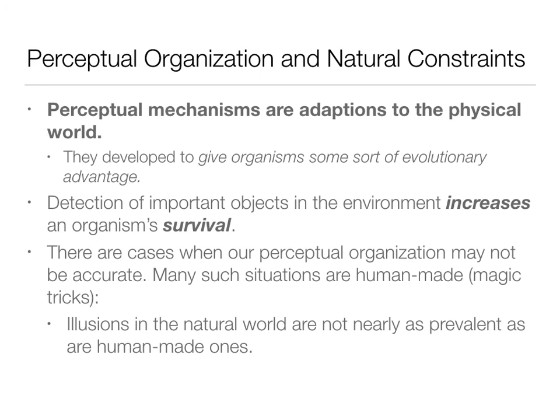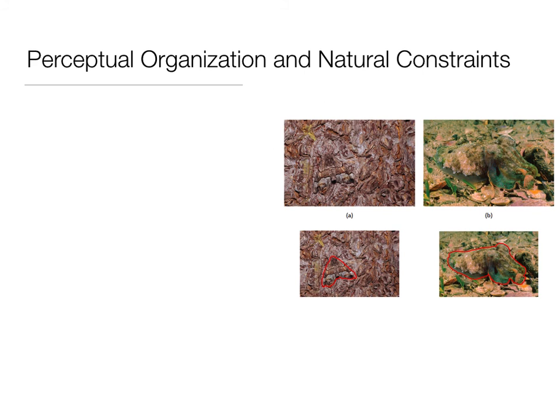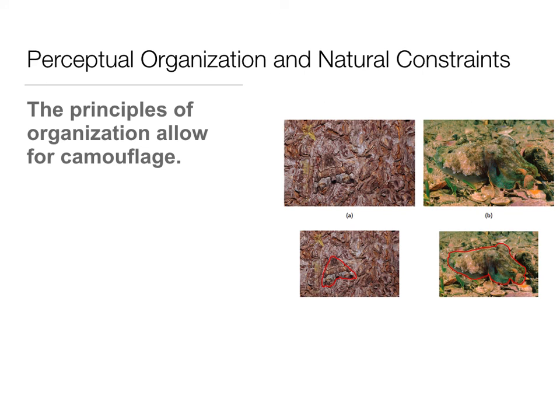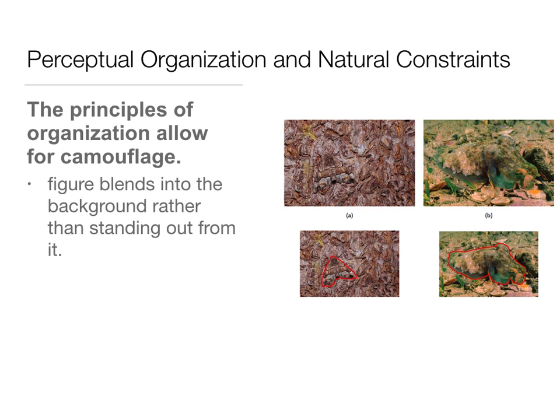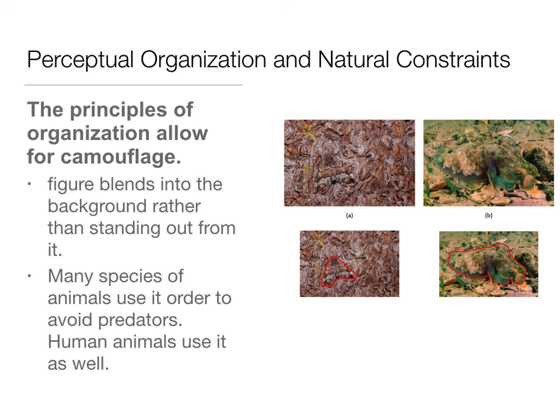So we say, okay, these animals' perceptual systems work this way. So if I camouflage myself, then they can't see me. The figure blends into the background rather than standing out from it. So in the case of A, that's a moth. In the case of B, that's a cephalopod. And neither one of those can you see very well because, again, that figure blends into the background. They took that animal adapted using our perceptual system. Those principles that organize our perceptual system allow for camouflage to work. And many species use it to avoid predators.